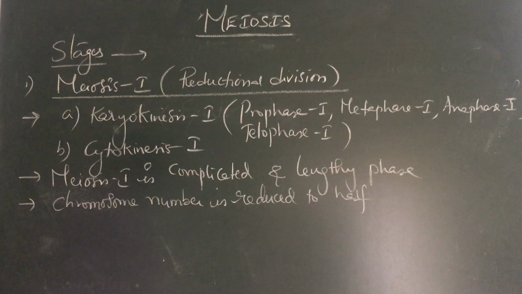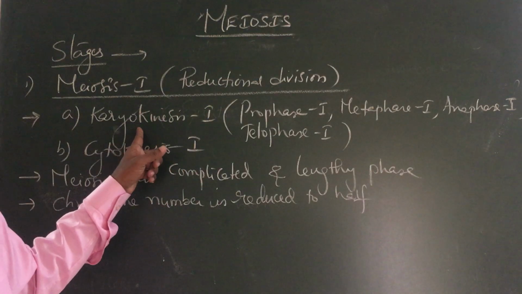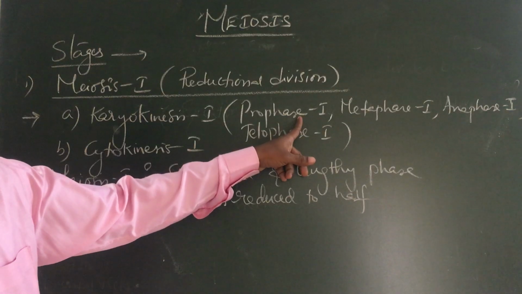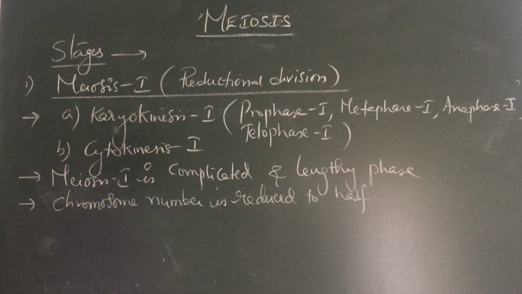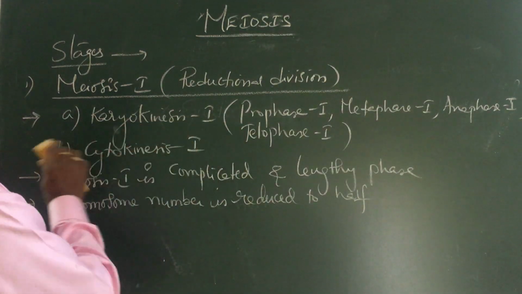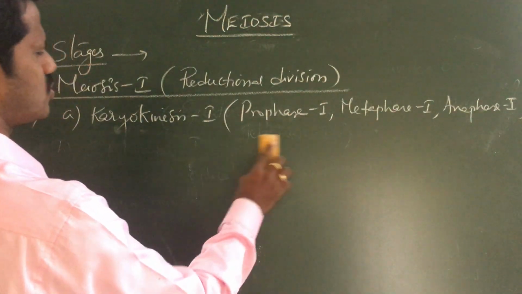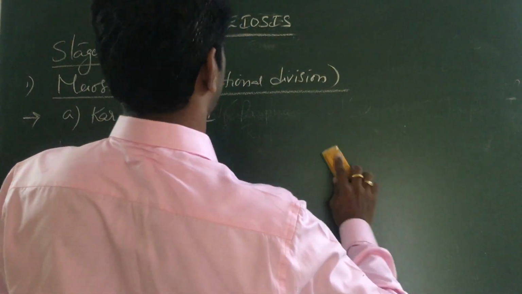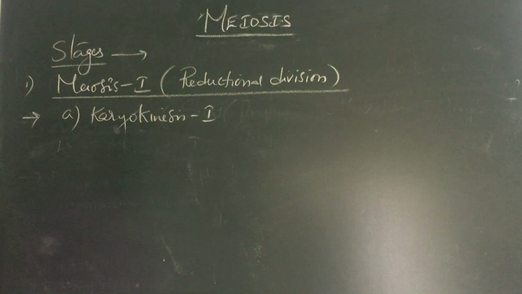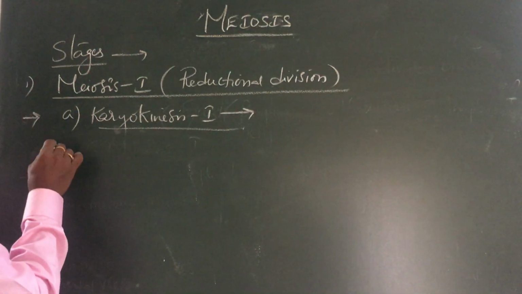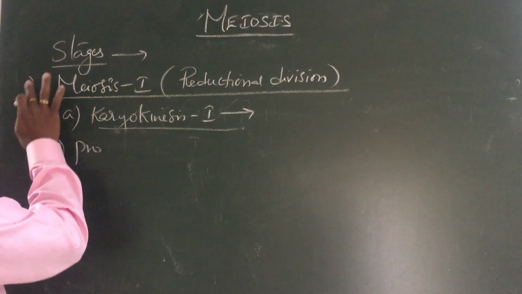So let us see prophase-I. First we discuss karyokinesis. In karyokinesis, prophase-I is followed by metaphase. In prophase-I, if you see, there are different stages. So keep the heading karyokinesis. In that we are discussing prophase-I, the first one.